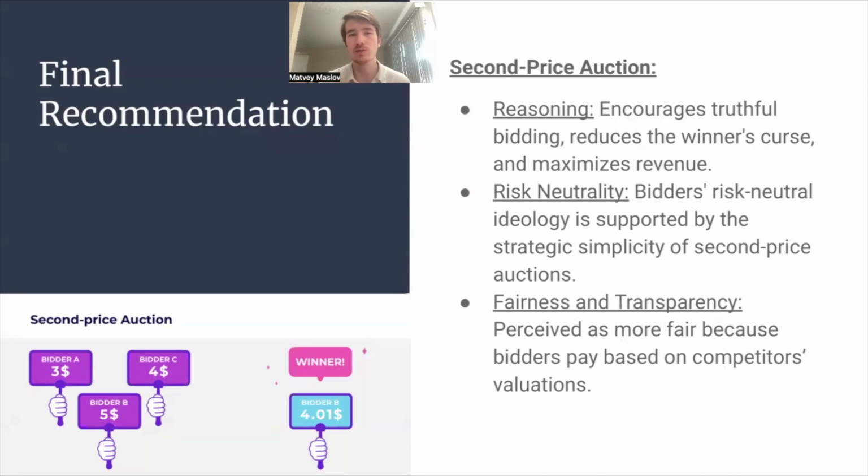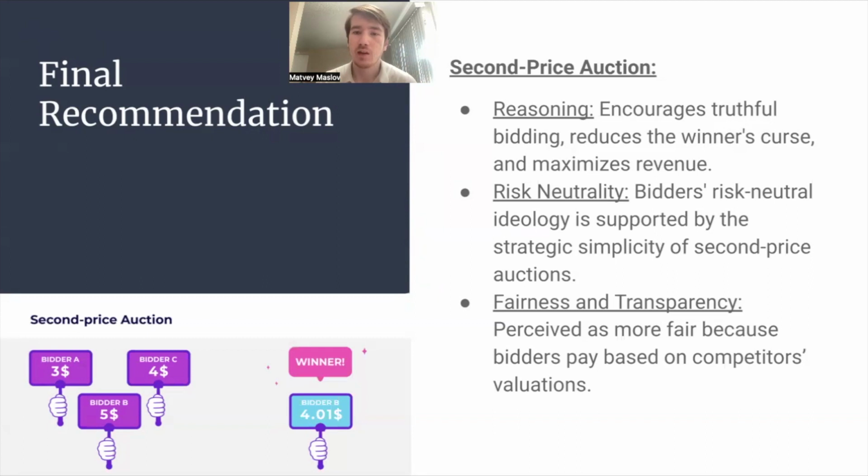More specifically, this happens because it encourages truthful bidding, reduces the winner's curse, and maximizes revenue. What I mean by winner's curse is that, for example, in English bidding or first price bidding, the bidder wants the product so much that they don't care how much it costs, and after they actually win it, they figure out that it's not worth as much as they bid for it, and therefore they're at a loss. This is what they're trying to avoid by receiving the second best bid when winning.